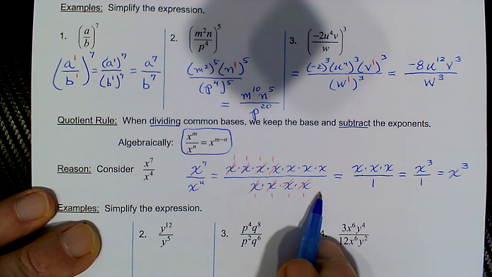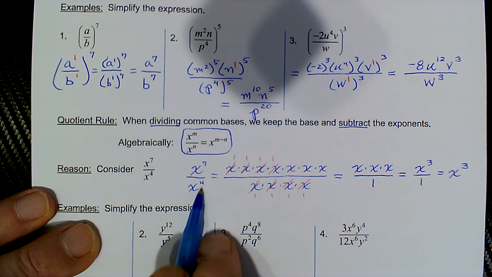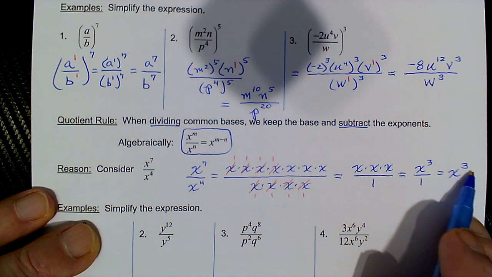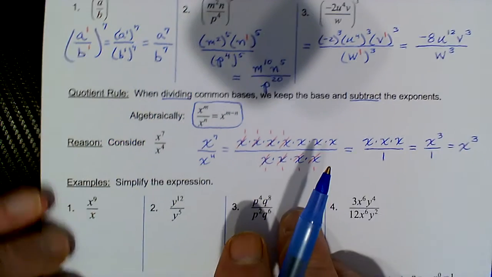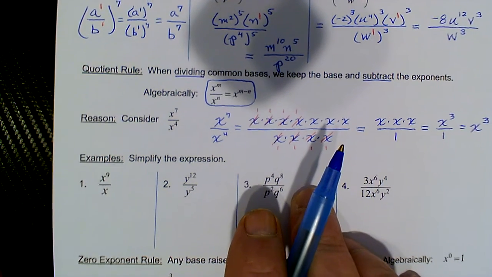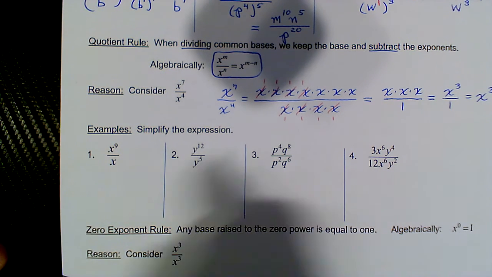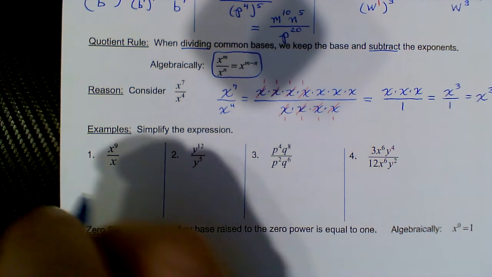And you can see that essentially it was keeping this base of x and subtracting the exponent. 7 minus 4 gives us the exponent of 3. So that's analogous to the product rule, except we're subtracting.